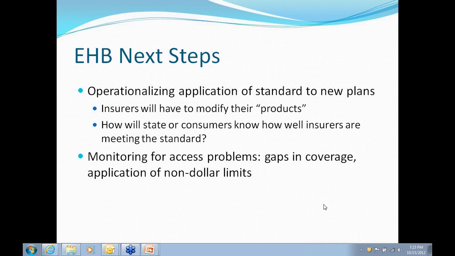And then we'll talk more about another key step here, which is monitoring for access problems. So once the benchmark has been selected, what does it actually look like in use for real patients out there, especially ones who have chronic, serious, or rare conditions that will really test the limits of the essential health benefits. We know that there may be gaps in coverage. We know absolutely that plans are allowed to carry or include non-dollar limits like treatment visits. That's still allowed in essential health benefits. So monitoring that will be a key part of the work to come on essential health benefits.